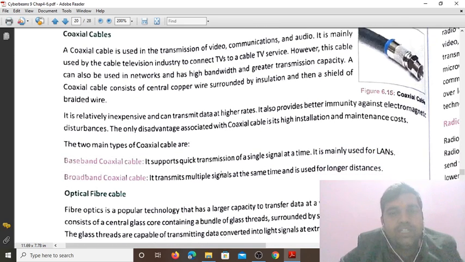There are two main types of coaxial cable in the market. You will find baseband coaxial cable, which supports the transmission of a single signal at a time. It is used for LAN networks. And broadband coaxial cable transmits multiple signals at the same time and is used for longer distances.